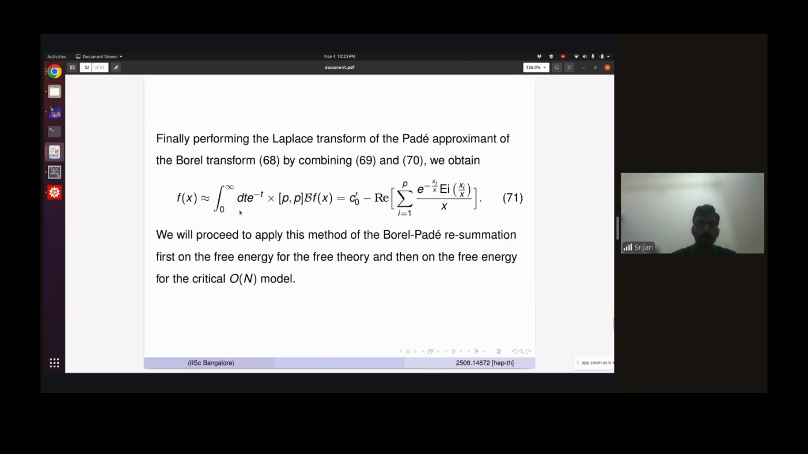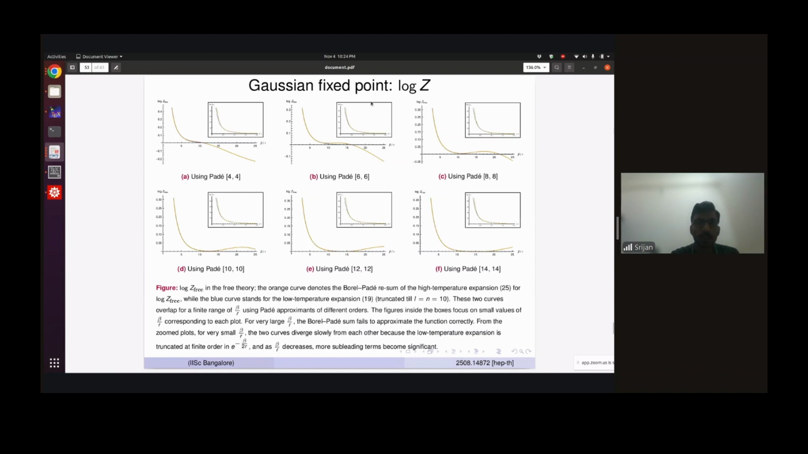So finally, just combining everything, this is the Borel transform. You can write down the Borel transform in this manner. And then as we already have seen, for the free theory, we have some analytic handle to show that the low temperature expansion can be resummed back to high temperature expansion. So first we will apply this method for the free theory, meaning the Gaussian fixed point, and then we'll go ahead to the critical O(N) model, right? So this is the Gaussian fixed point.